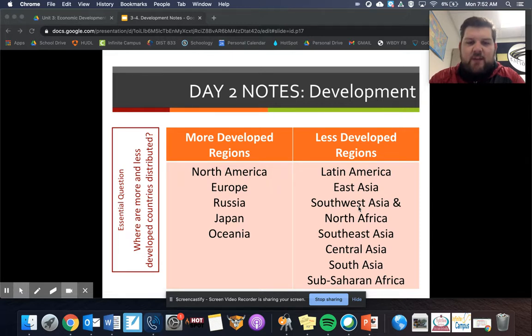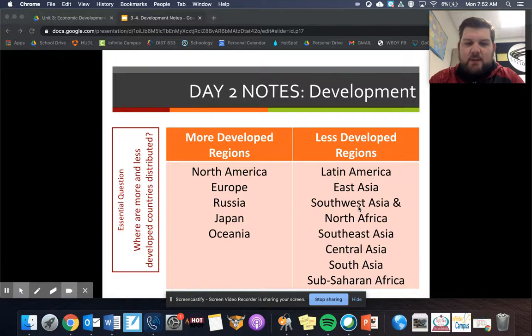Okay, on Friday we went through the first day of notes and introduced what an MDC is versus what an LDC is, and what determines an MDC versus an LDC and how we get there. Today we're going to go a step further with development.